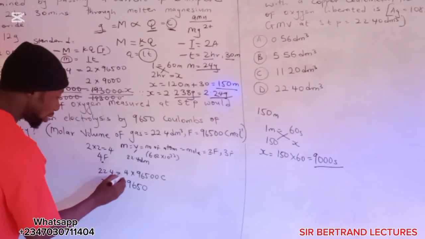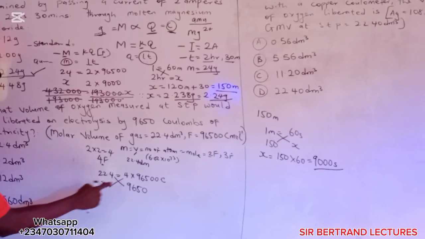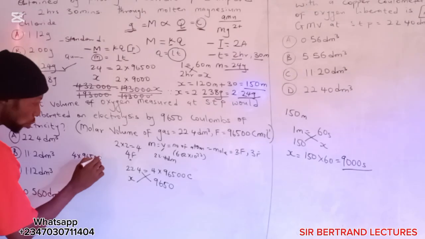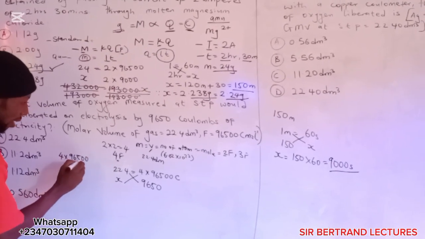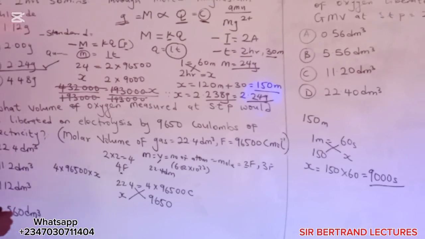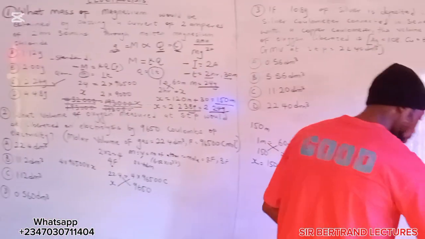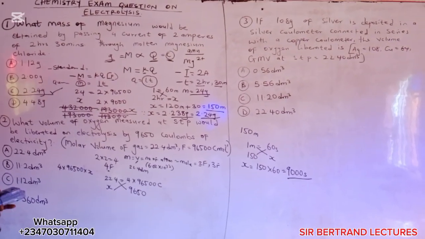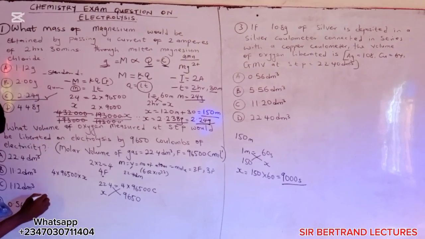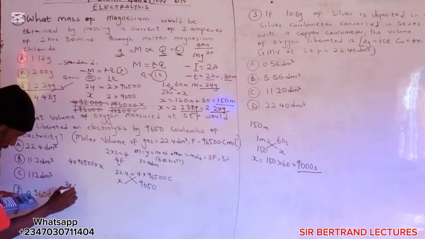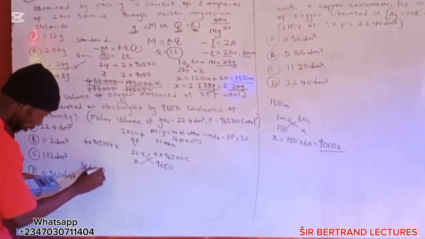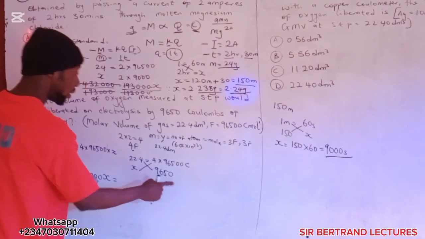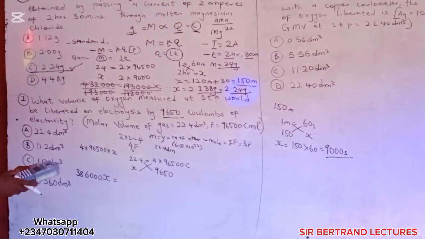You cross and multiply. So 4 multiplied by 96500 (abi), 96500 multiplied by x. What do we have here in the calculator? 4 times 96500 will give us 386000x. You are working against 22.4 times 9650, which is in the question.